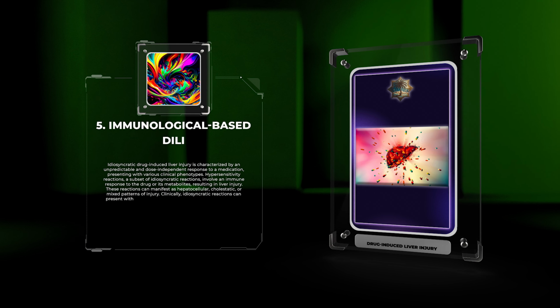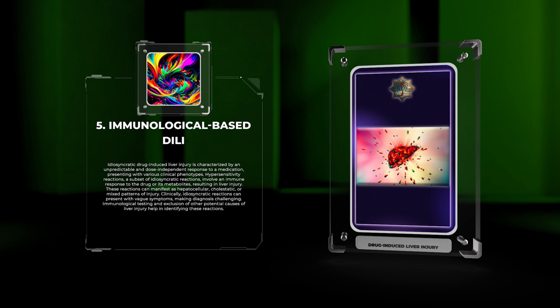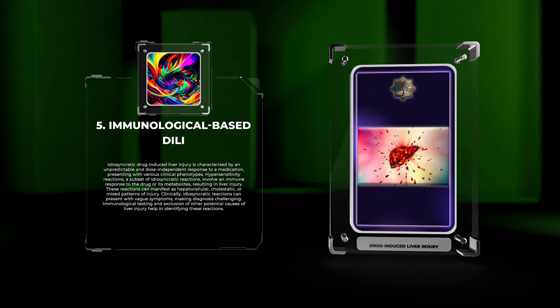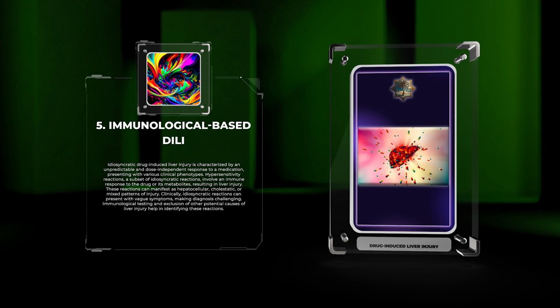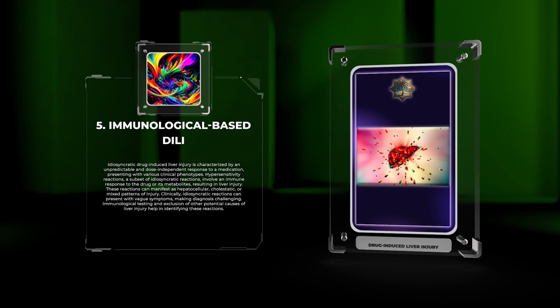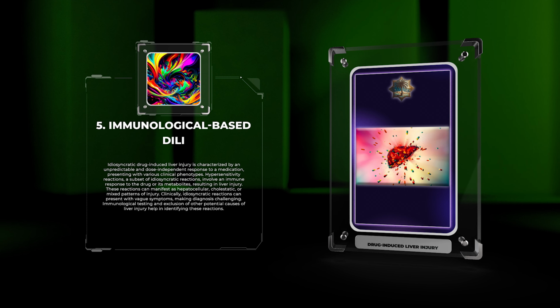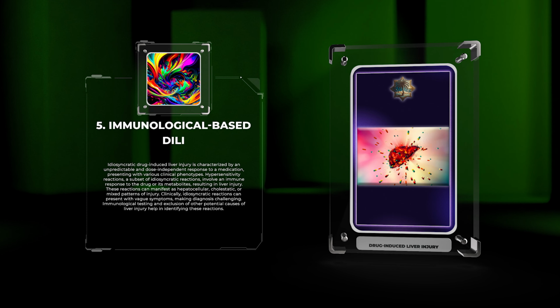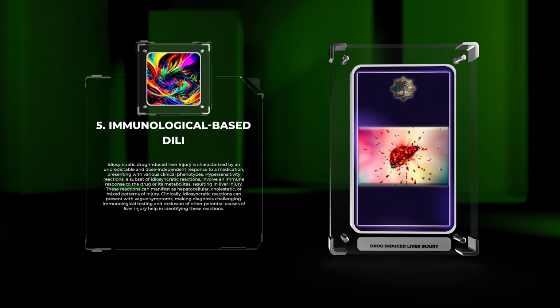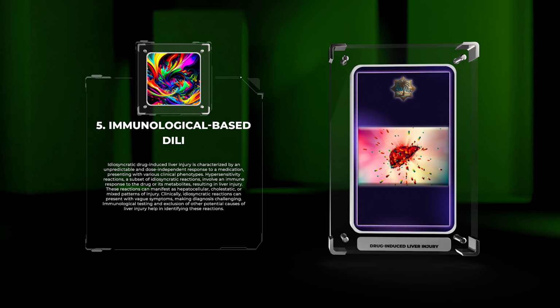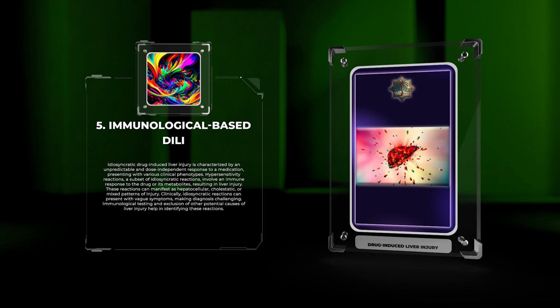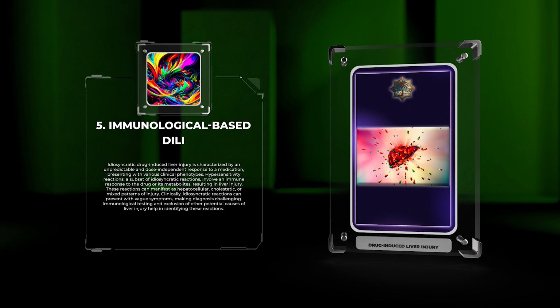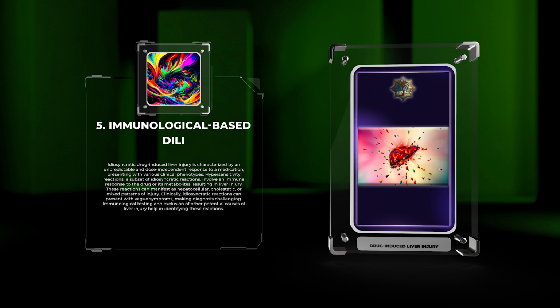Idiosyncratic drug-induced liver injury is characterized by an unpredictable and dose-independent response to a medication, presenting with various clinical phenotypes. Hypersensitivity reactions, a subset of idiosyncratic reactions, involve an immune response to the drug or its metabolites, resulting in liver injury. These reactions can manifest as hepatocellular, cholestatic, or mixed patterns of injury. Clinically, idiosyncratic reactions can present with vague symptoms, making diagnosis challenging. Immunological testing and exclusion of other potential causes of liver injury help in identifying these reactions.